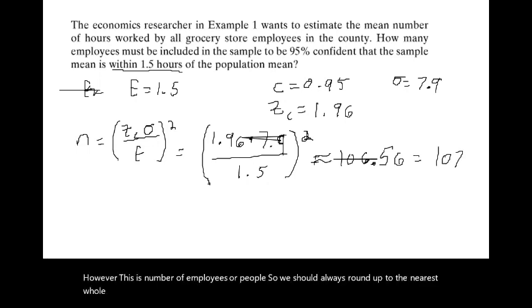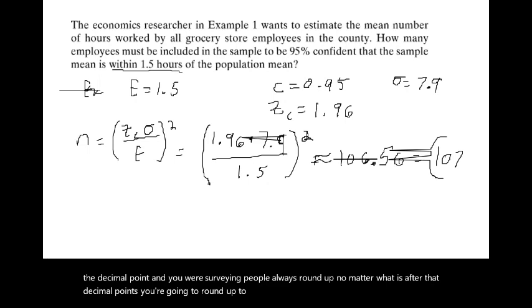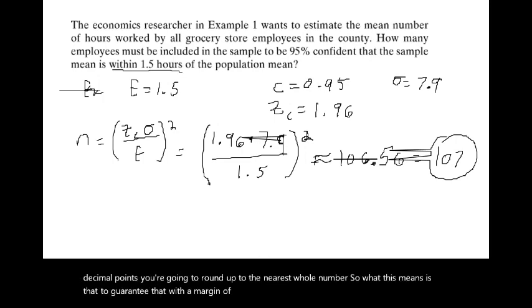With minimum sample size, the bigger the better. So if there is anything following the decimal point and you are surveying people, always round up no matter what is after that decimal point. So you're going to round up to the nearest whole number. So what this means is that to guarantee that with a margin of error of 1.5 hours with a 95% level of confidence, you need a minimum sample size of 107 employees.